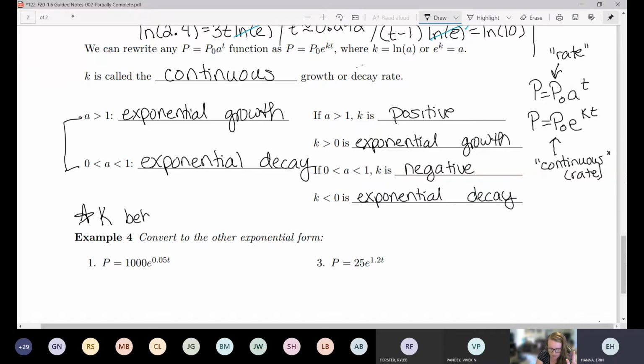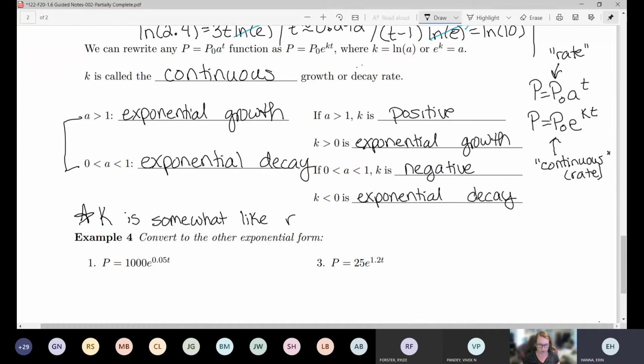K behaves somewhat like R. So in the a form, we had 1 plus r, where r was the rate. Essentially, the k value here is the rate. It's just the continuous one. So they are similar, just for the different forms. Hopefully that makes sense. So we have one form that has an r and one form that has a k.